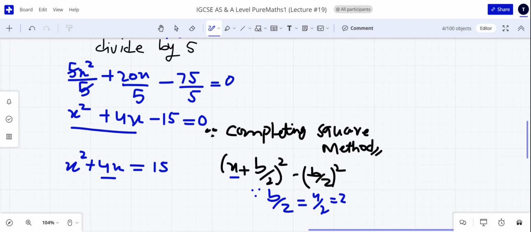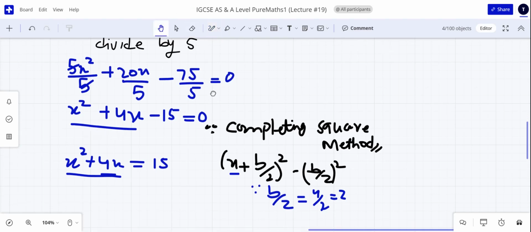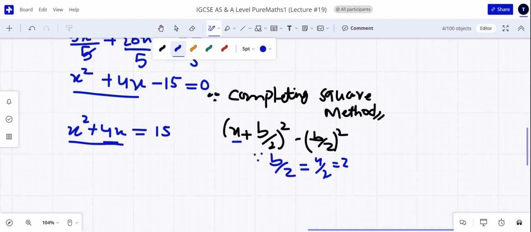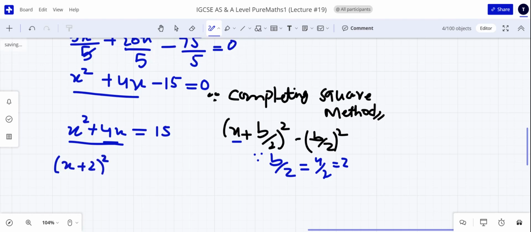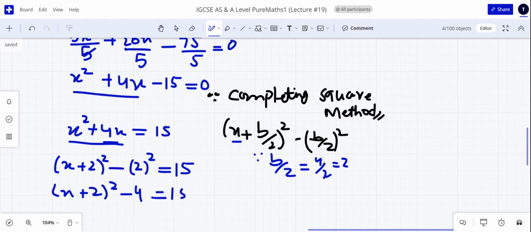So we will substitute the b by 2 value in this formula on the left side of the equal sign. On these two terms, the middle term and the first term, we apply the completing square formula. So here x we always keep the same. b by 2 is 2 square, then minus again b by 2, so we write 2 square equals 15. So x plus 2 whole square, minus 4 equals 15.